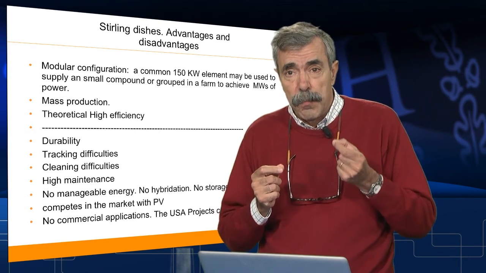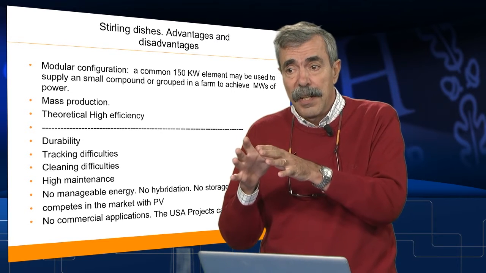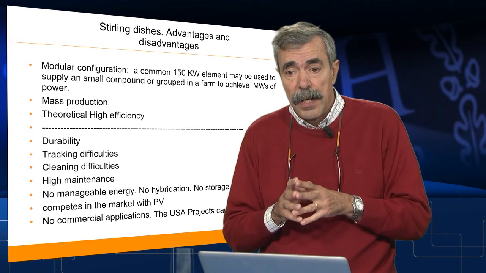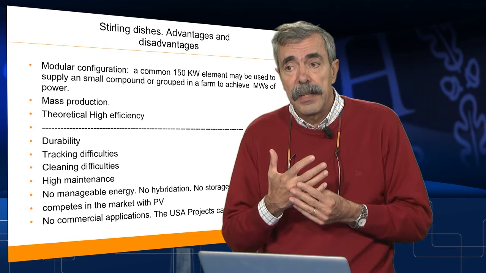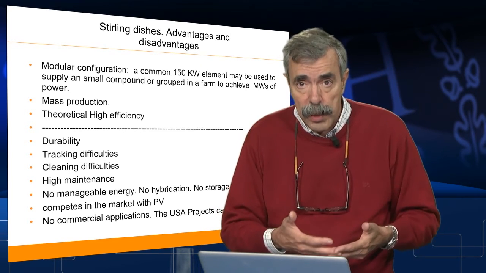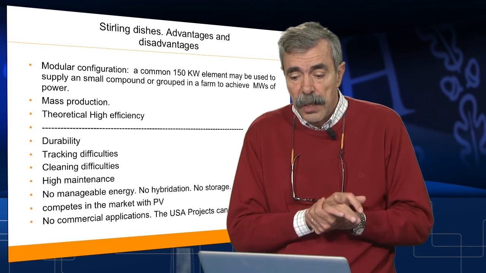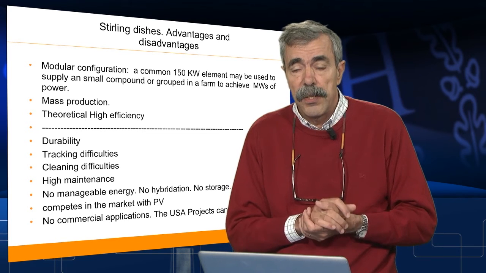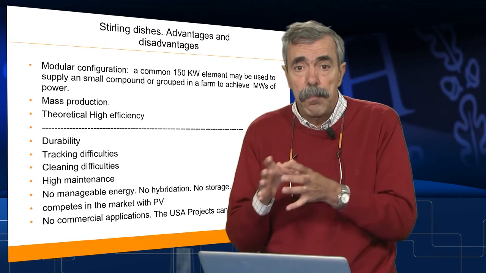And again, I want to repeat that. If you are not producing at 9 o'clock because it's night time already, it's dark, you are not producing at the time that the consumers are mostly using electricity. So this kind of device, the Stirling dish, is actually competing directly with PV.